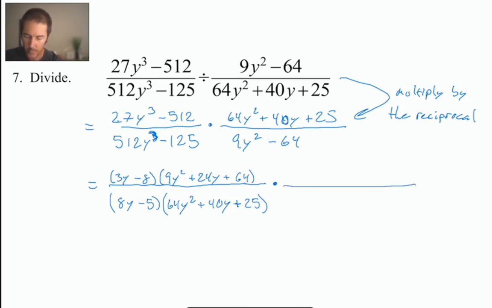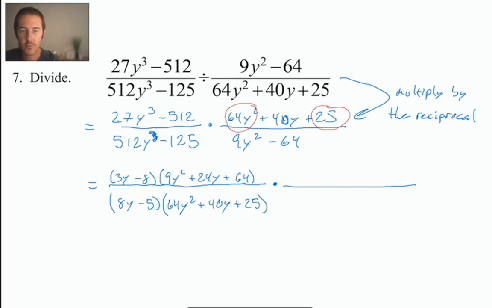The new numerator in our second fraction is 64y squared plus 40y plus 25. Yikes. Is that some kind of special factorable expression? What I'm hoping is that it's a perfect square trinomial. What jumps out at me is I see 64 is a perfect square, y squared is a perfect square, and 25 is a perfect square. So let's test this and see if it's a perfect square trinomial.